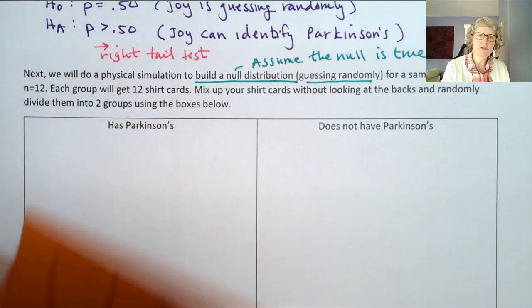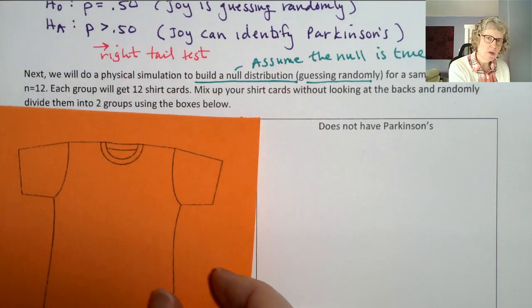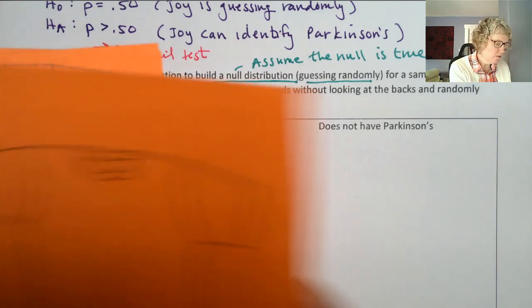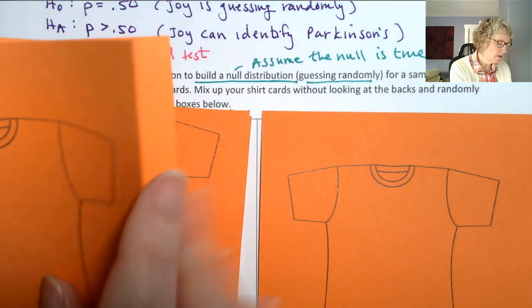And then what I'm going to do is shuffle the cards so they're all mixed up, right, because they would have given the shirts to Joy in a random order. Don't want any patterns going on. Even better if you use a random number generator. And then I am going to just deal them out, 6 in each pile.